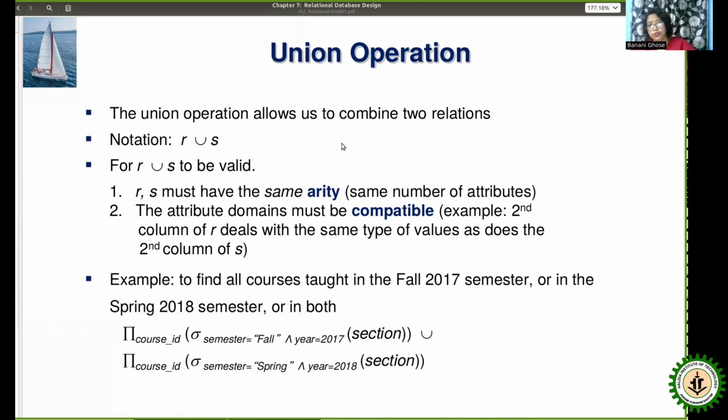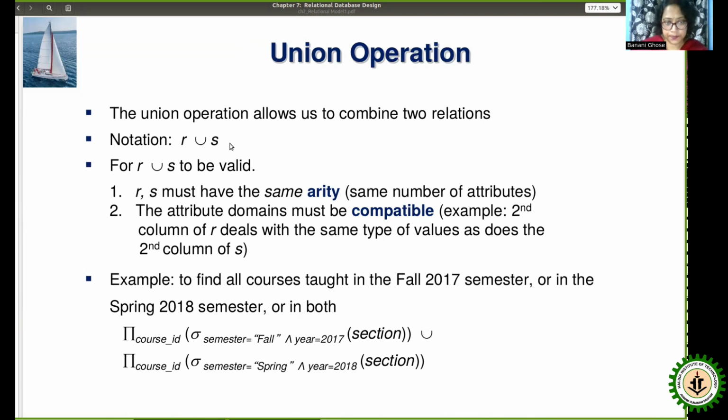Now we are coming to the union operation. Union operation is basically represented by the traditional union symbol, and if we are going to have the union operation of the relations small r and s, then we will write what?